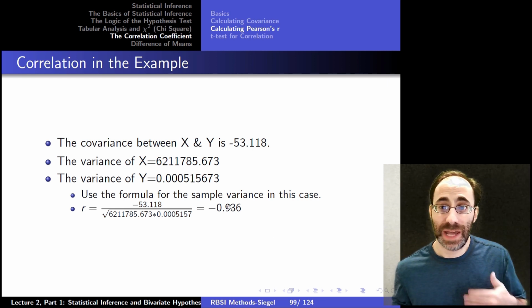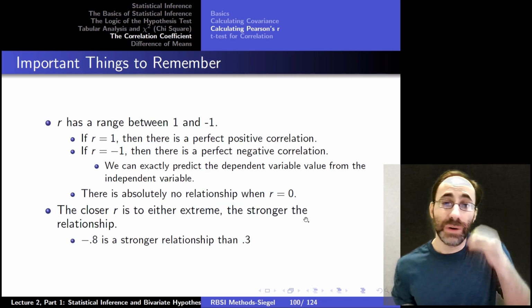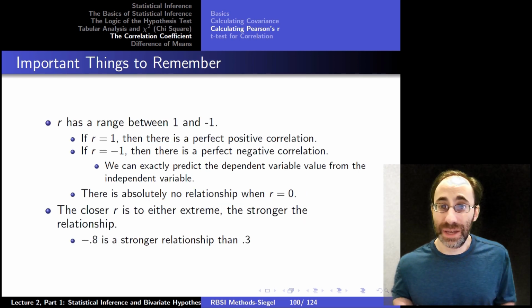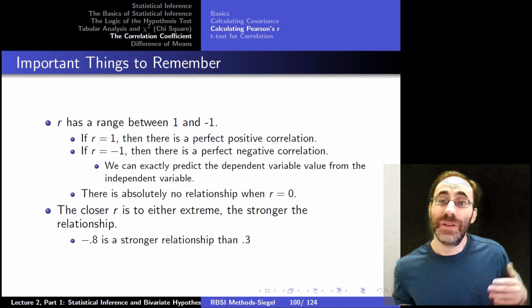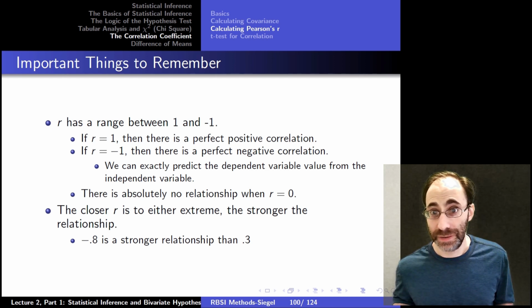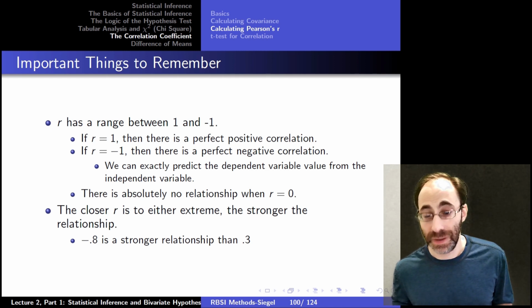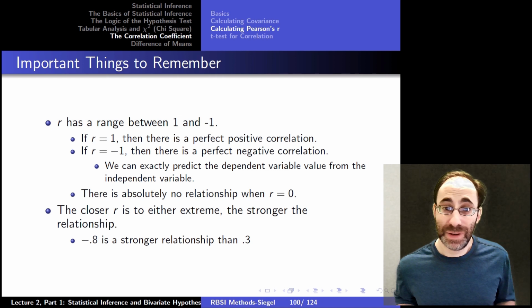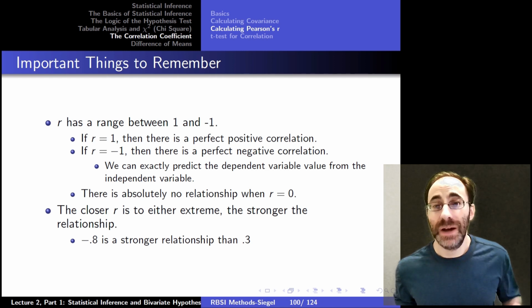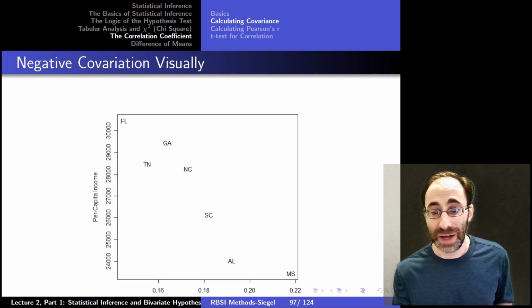But now it has, as we'll see in a second, a more natural interpretation. Okay, so r itself has a range between 1 and negative 1. If r is positive 1, there's a perfect positive correlation. If r is negative 1, there's a perfect negative correlation. In our case, with over negative 0.9, we have a very, very strong negative correlation. And as you can kind of tell from the plot, this looks extremely consistent and negative.